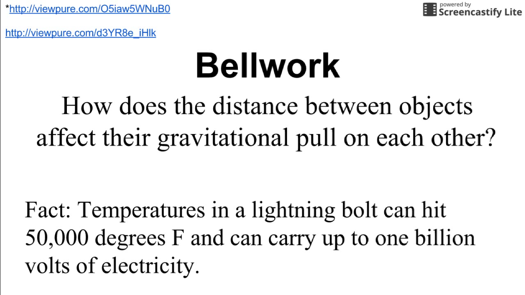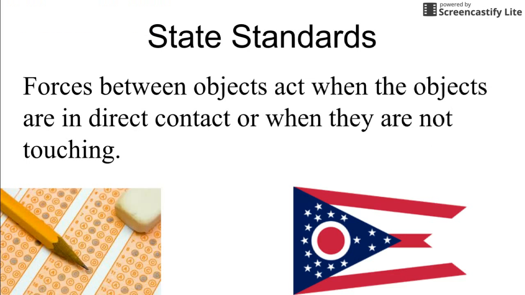Now, our fact for today is that temperatures in a lightning bolt can hit about 50,000 degrees Fahrenheit, and they carry up to 1 billion volts of electricity. Now, that quick heating of the atmosphere actually causes the rumble of thunder that you hear. When you see lightning, you hear the thunder. It is because that temperature heats the atmosphere very quickly, causes the air to expand very fast, creating the boom that you hear we call thunder.